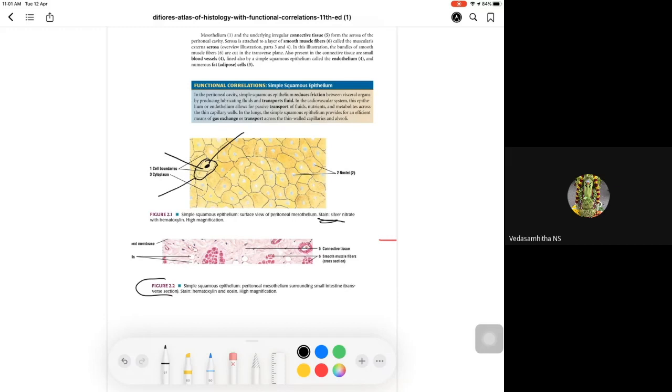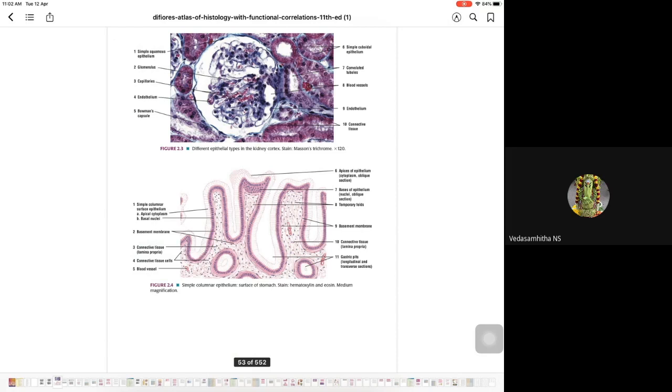Abundant. Simple squamous epithelium, peritoneal mesothelium surrounding small intestine, transverse section. So this is the transverse section. The mesothelium is supposed to be here like this. And there will be a basement membrane. All the cells sit on a basement membrane. Only exception is synoviocyte. Synoviocyte is the only cell in our body, the cells lining the synovium, that won't be sitting on the basement membrane. That you have to keep in mind, and we will see it again when we see the synovium. Kidney, we will come back when we see the kidney.